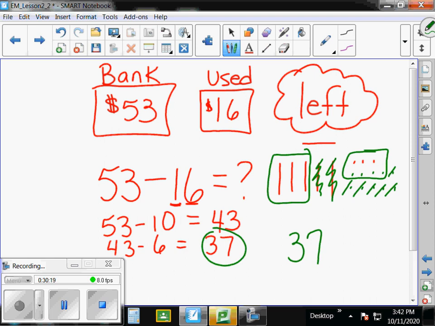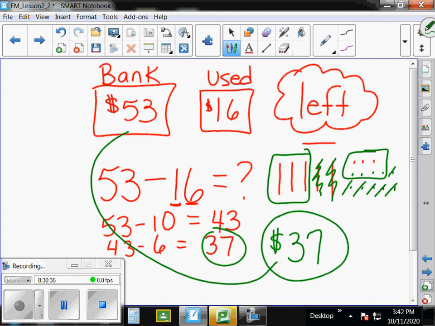37 what? 37 eggs? No, it says how much money is left in his piggy bank, so $37. Now, how do you know your answer makes sense? Well, I think my answer makes sense because I know that my answer should be less than 53, right? He started with $53 in his bank account. He used some, so I know my answer is going to be less because he's using it. So my answer makes sense. If I would have added these two numbers together, my answer wouldn't have made sense because then I would have had a bigger amount than what I started with even after I spent it. That doesn't make any sense, does it?